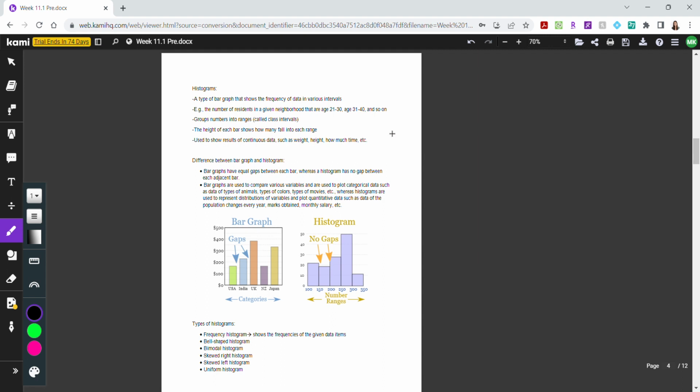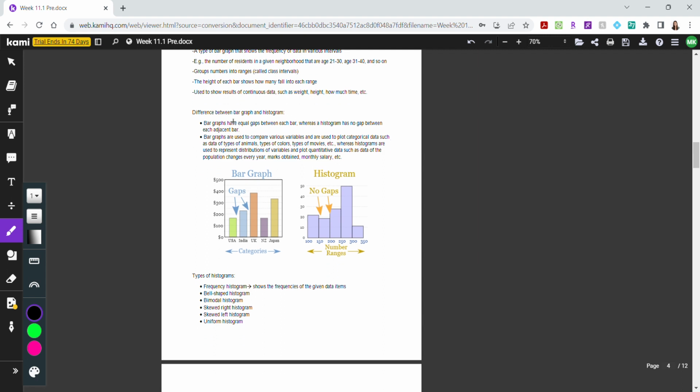Now, as you can see, the difference between a bar graph and a histogram: bar graphs have equal gaps between each bar, whereas histograms have no gaps because they're intervals. They are paired with each other. They're continuous to each other.